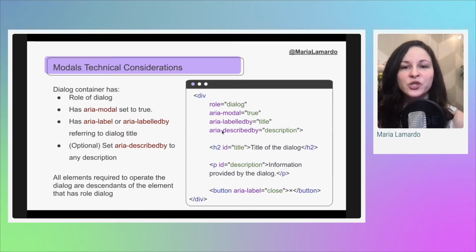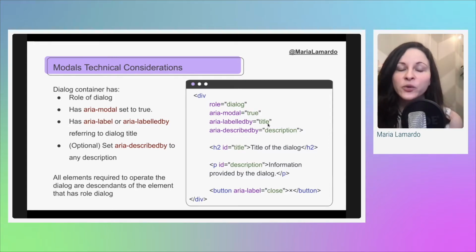Then we also want to make sure that we have an aria-labelledby, or aria-label if aria-labelledby is not feasible. And this should refer to the title of the dialog. And of course, if the content inside of the dialog can provide a description, then you could also set the role of dialog to have an aria-describedby and pair it to that description. And all elements that are required to operate the dialog should be descendants of this container that has the role of dialog.